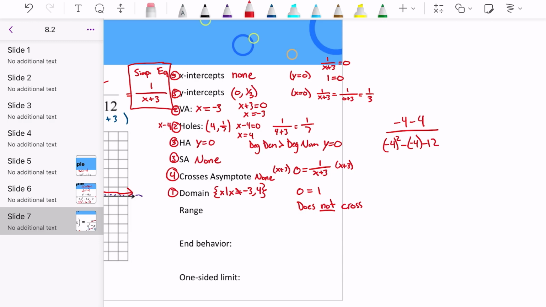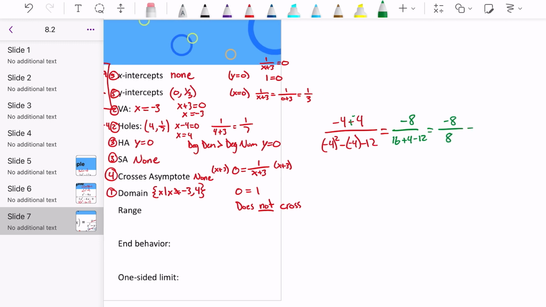So we're going to go ahead and combine our like terms. This will turn into adding the opposite, which is -8 over 16 plus 4 minus 12. So -8 over 20 minus 12, which is 8, which is equal to -1. So our point over here is going to be (-4, -1).